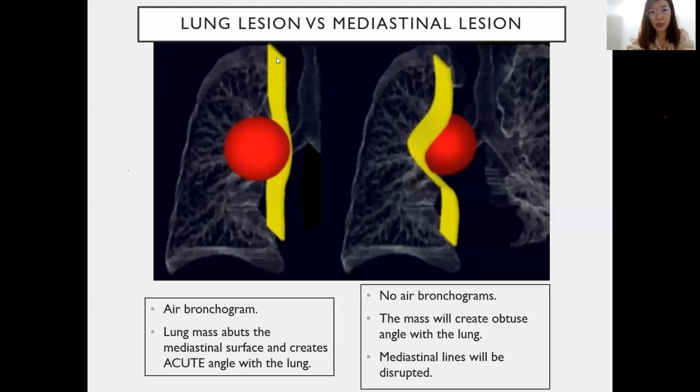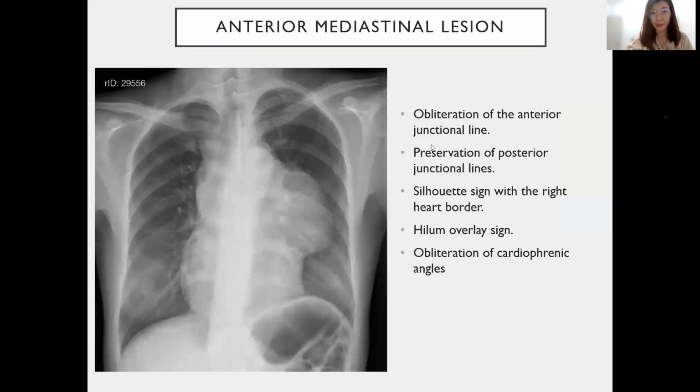To differentiate whether the lesion is arising from the lung or the mediastinum: if the lesion arises from the lung, normally it will have an air bronchogram within, and it will abut the mediastinal surface and create an acute angle, just like in this diagram. So you will see an acute angle between the mediastinum and the lung. If the lesion arises from the mediastinum, you will see an obtuse angle here. This is acute, this is obtuse. And then there will be no air bronchogram.